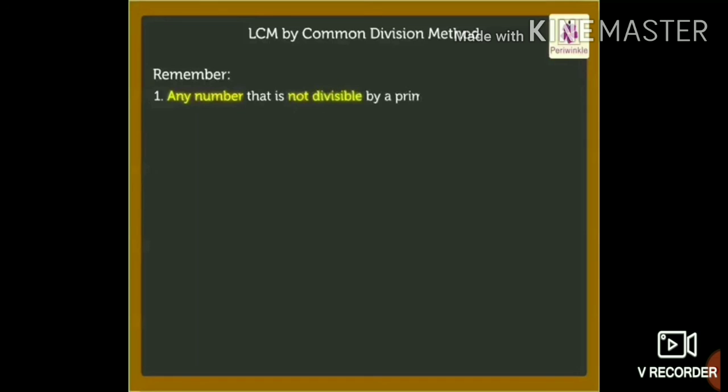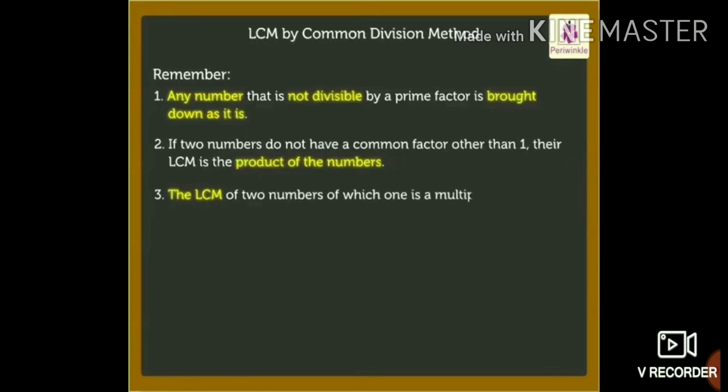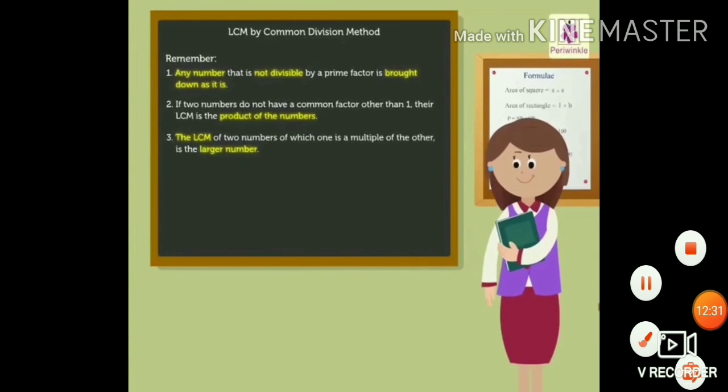So just remember some of the points. Any number that is not divisible by the prime factor is brought down as it is. This is one condition. If it is not divisible by any other prime numbers, you have to take the number as the same. If two numbers do not have a common factor other than 1, their LCM is the product of the numbers. And the LCM of two numbers of which one is a multiple of the other is the larger number.